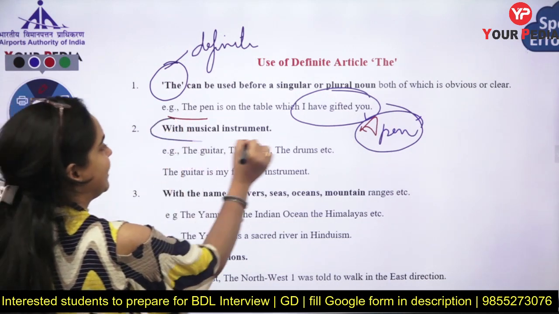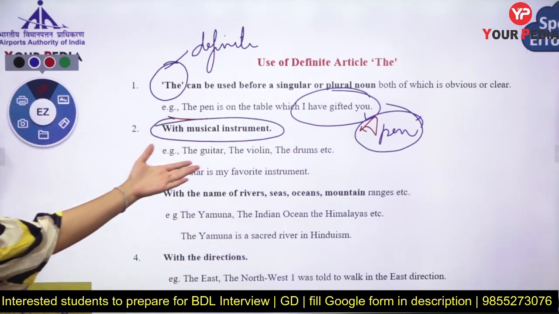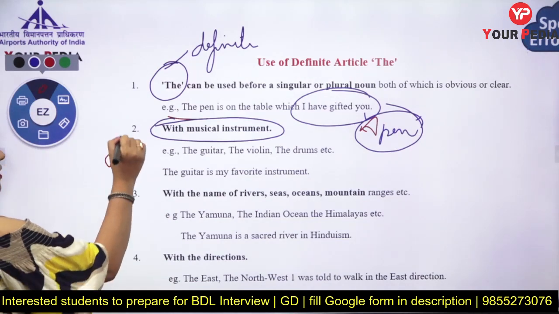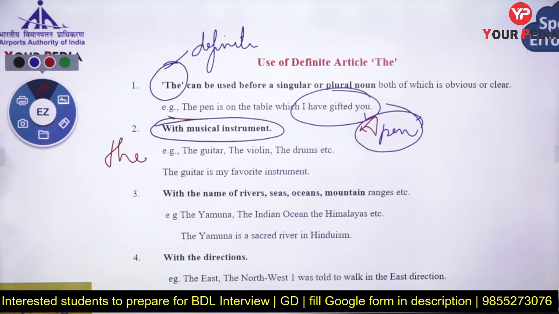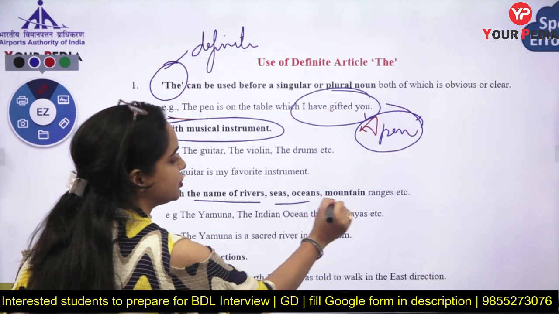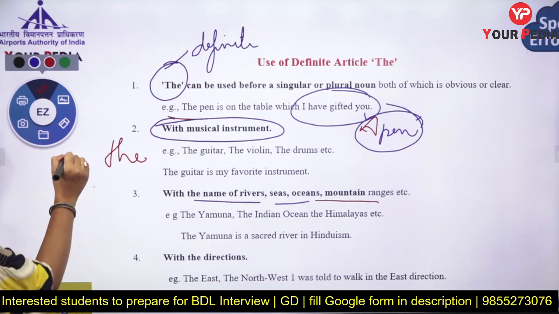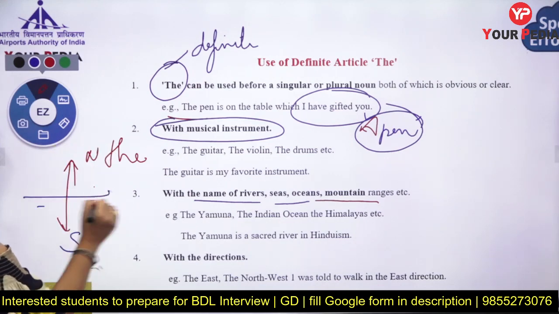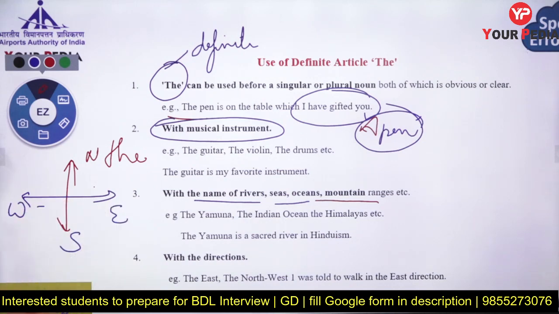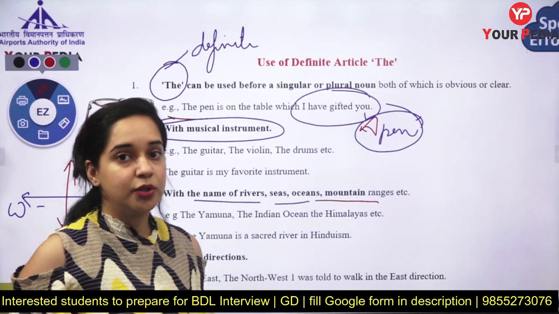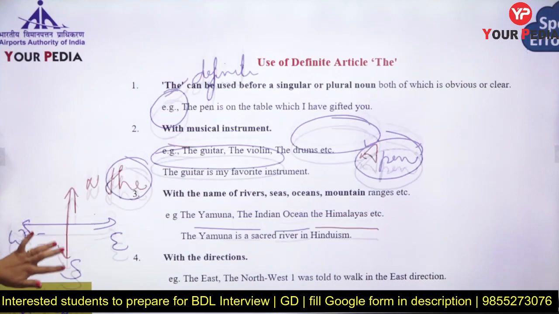Next is with all types of musical instruments like the guitar, the violin, the drums. So for every musical instrument, you will be using the article the with it, right? Next you have, obviously, the names of rivers, oceans, mountain ranges: the Indian Ocean, the Himalayas, the Yamuna. So everywhere the is used. Now we have 4 directions, right? North is there, south is there, west and east. For all the directions you will be using the article the: the north, the south, the west and the east, right?